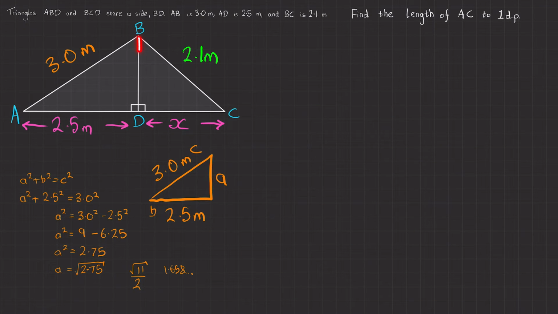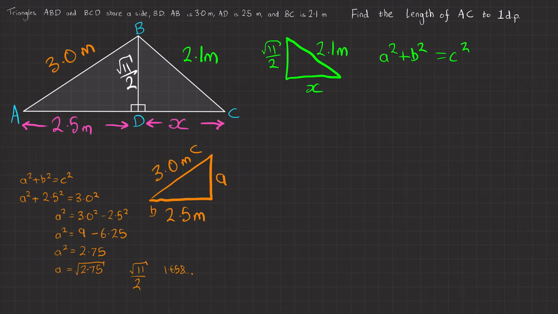So now we've got the side length of BD. I'm going to write that on the triangle, so root 11 over 2. I'm going to draw this part of the triangle on its own with the details, 2.1 metres, root 11 over 2, and x, because it's just much easier to work from that. Write out Pythagoras' formula, so A squared plus B squared equals C squared. Label the sides of the triangle, so I'm going to use that as A, B, and C. Substituting the values, so we've got A squared, which is root 11 over 2 squared.